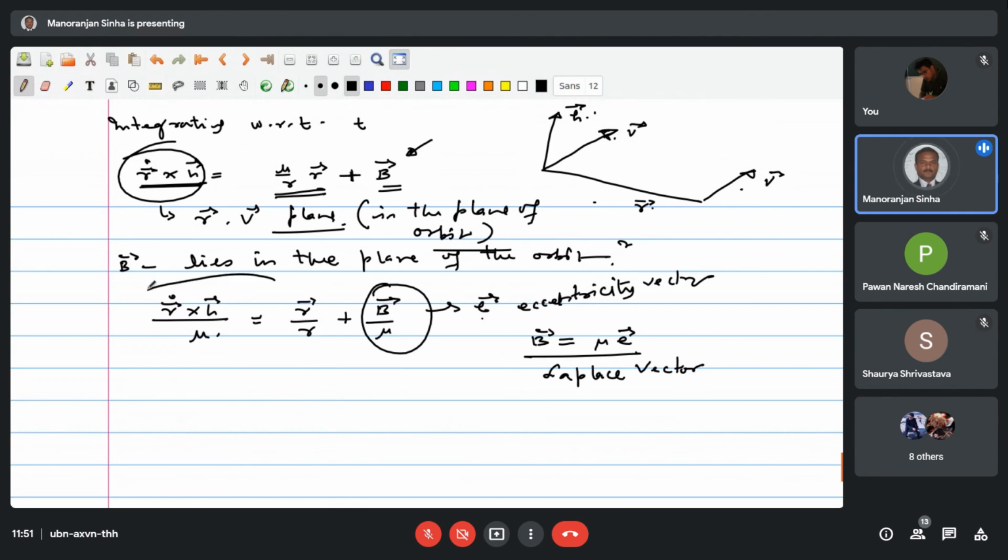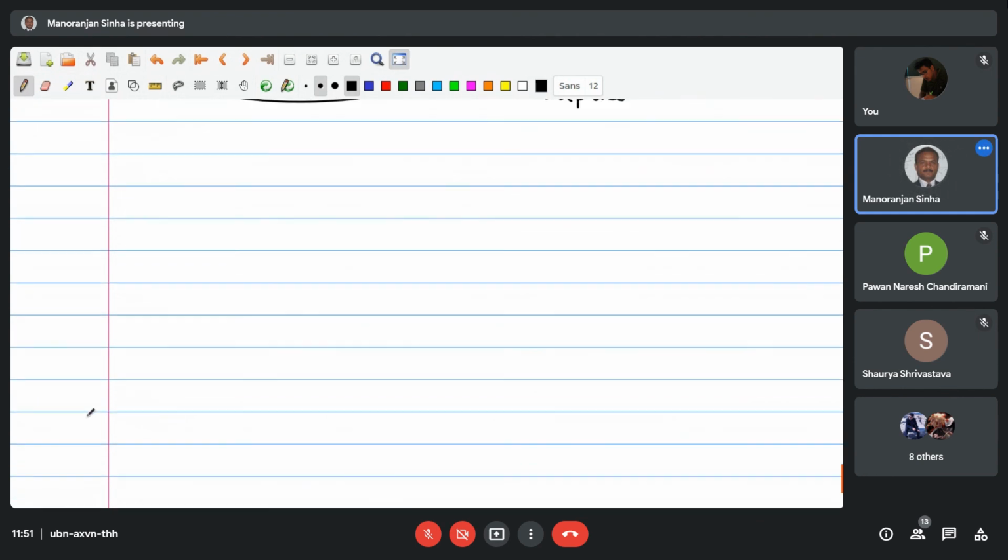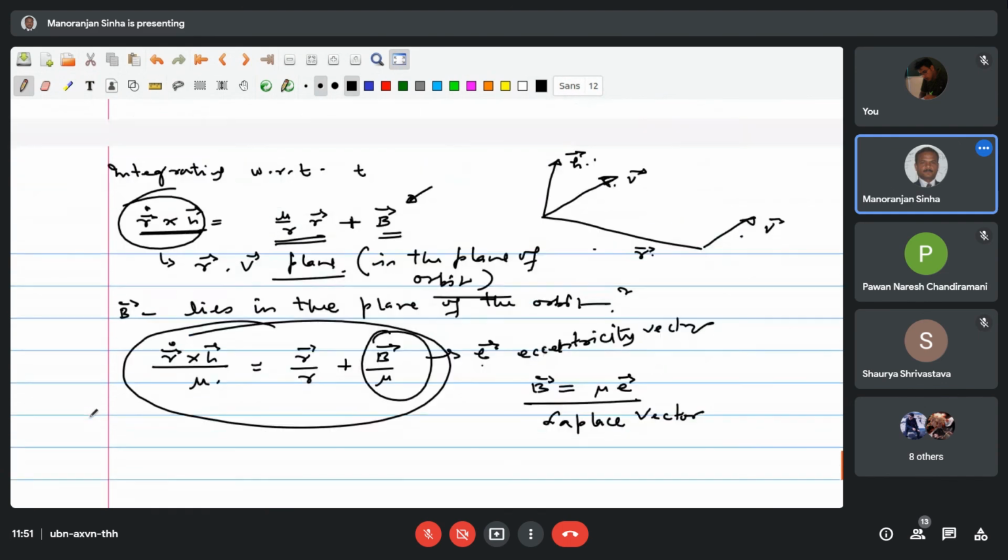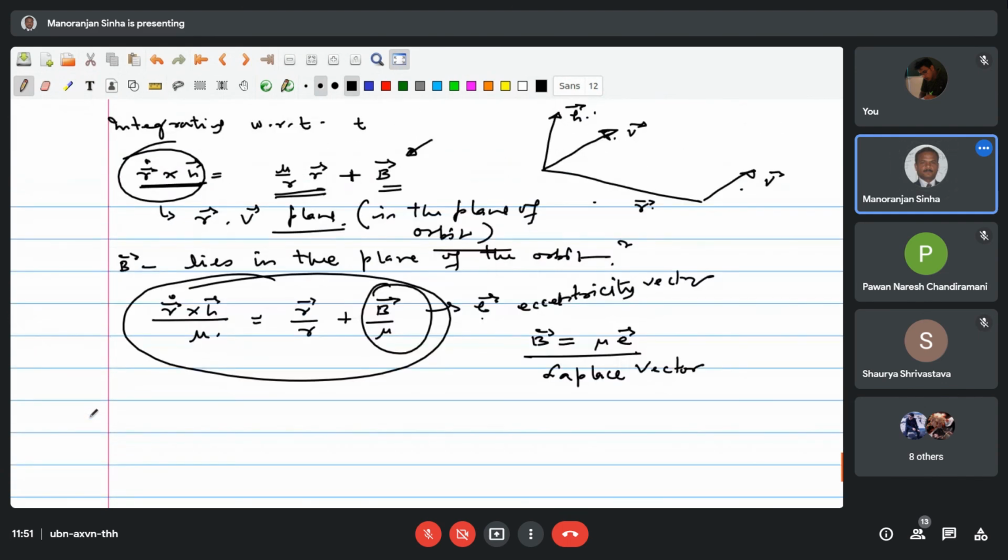Using this equation, you can get the conic section equation. I will quickly derive this conic section equation and wind up this. But we are already at 11:59.